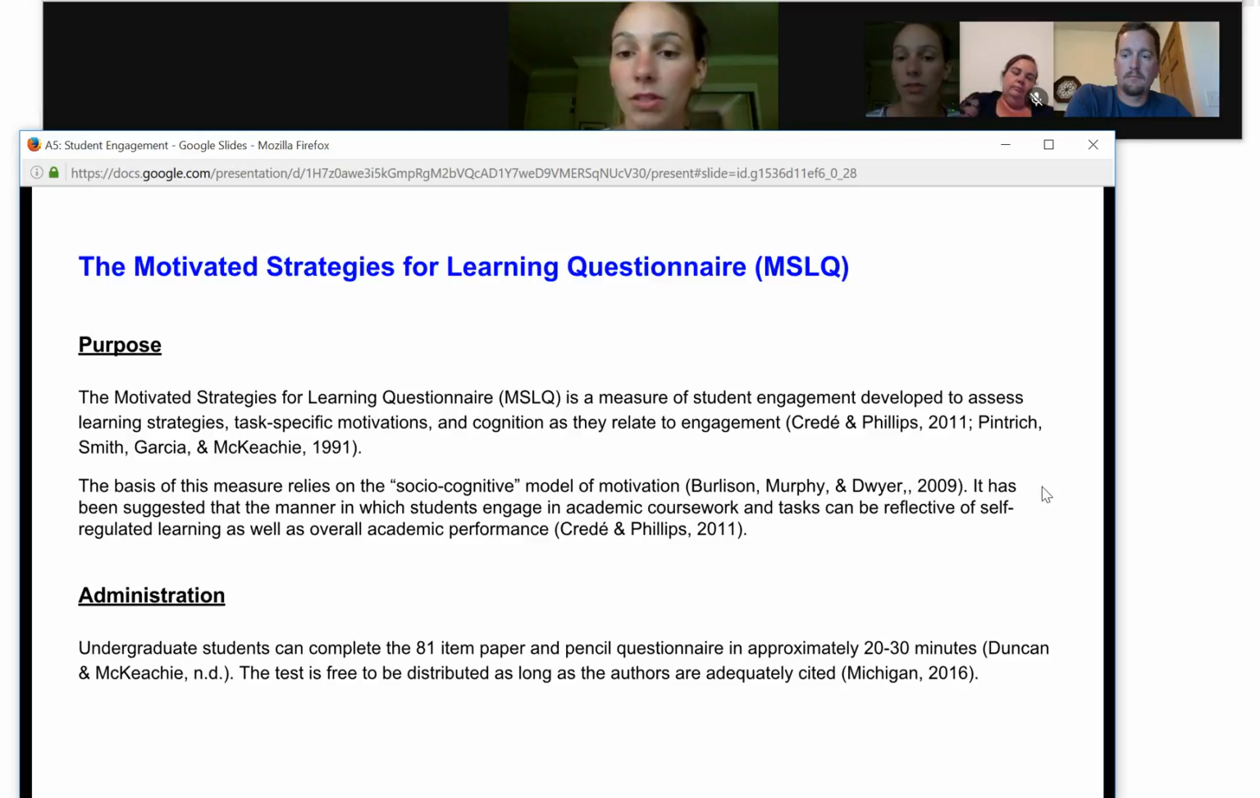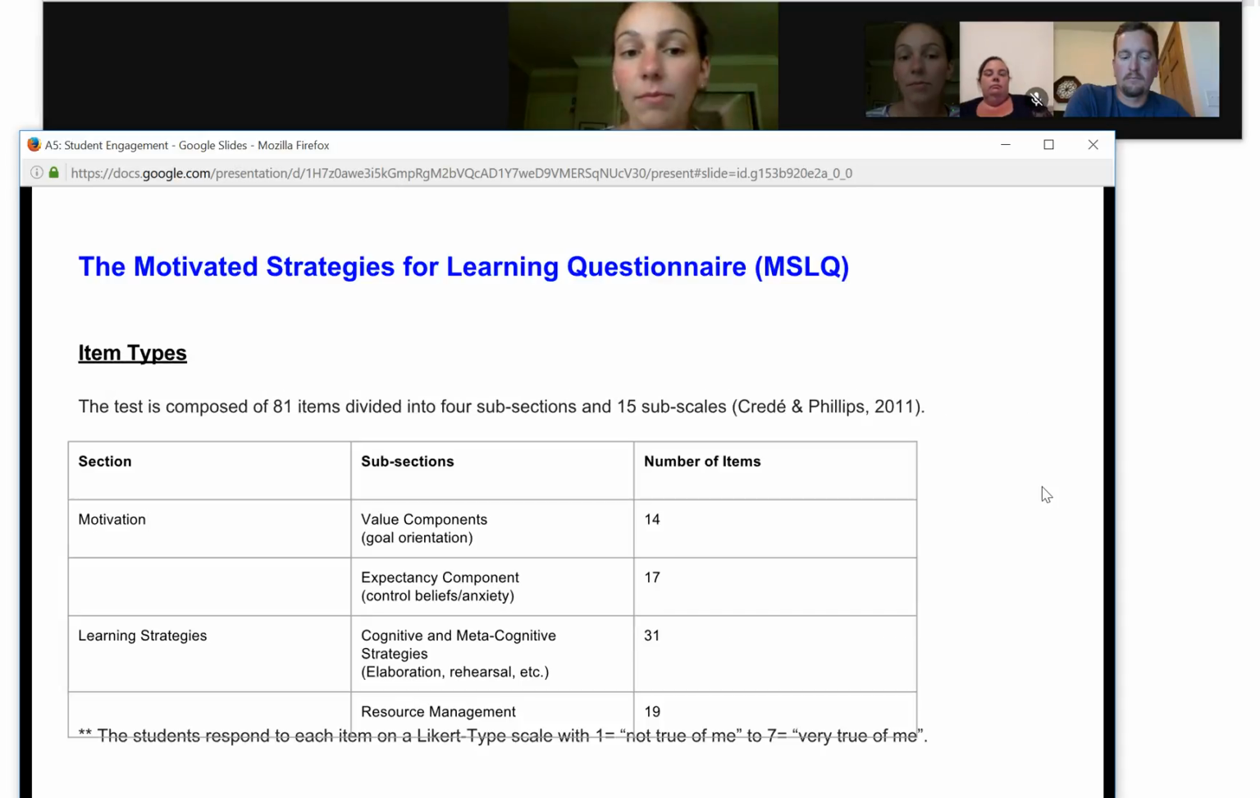The basis of the measure relies on a socio-cognitive model of motivation, suggesting that the manner in which students complete their academic coursework, such as homework assignments or discussion board tasks, is reflective of their self-regulated as well as overall academic performance. The administration of this measure can be done in a paper-pencil format and takes approximately 20 to 30 minutes to complete the full measure. It's an 81-item questionnaire, which is provided freely from the University of Michigan or from the authors, as long as the authors are adequately cited on the materials that you use.